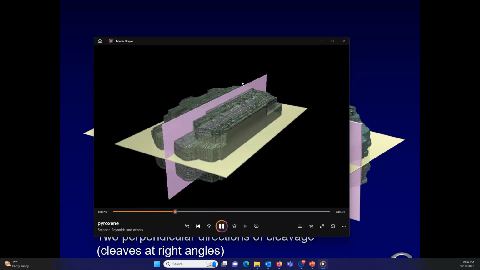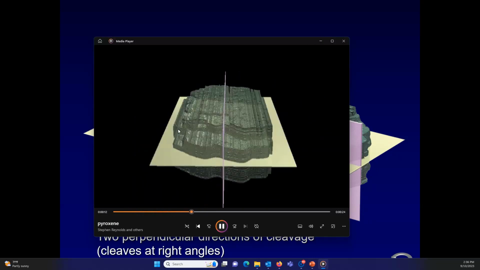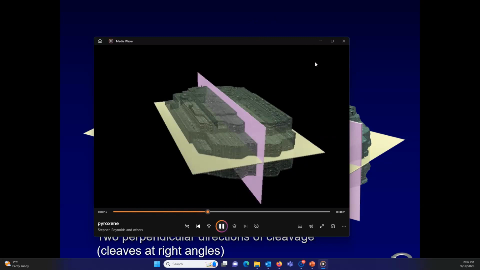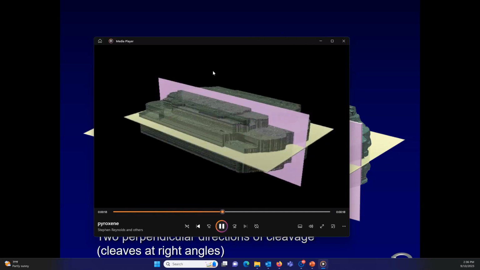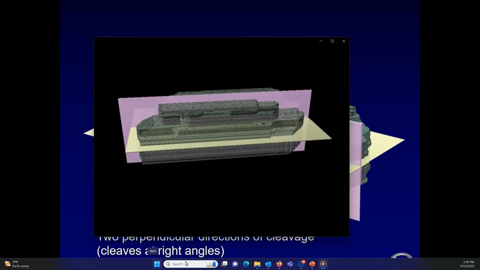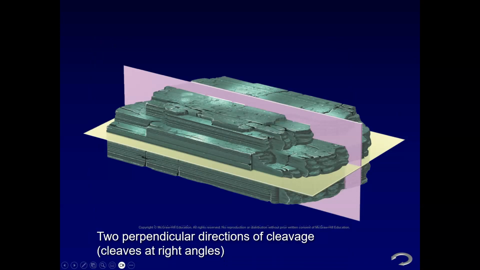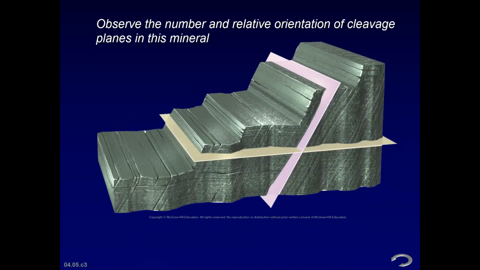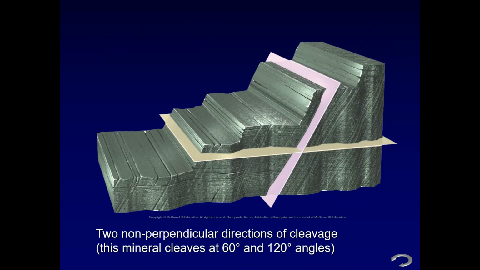And these planes aren't the only places where the mineral will break. It can break many, many times in this direction or many times in this direction. We're just showing you the orientation of those cleavage planes. We also have 2 cleavage planes in this, but they're not at right angles. They're non-perpendicular directions of cleavage at 60 degrees and 120 degrees. So 60 degrees here to 120 here.